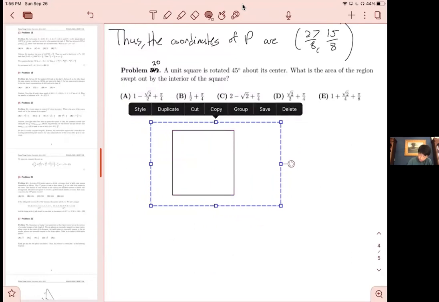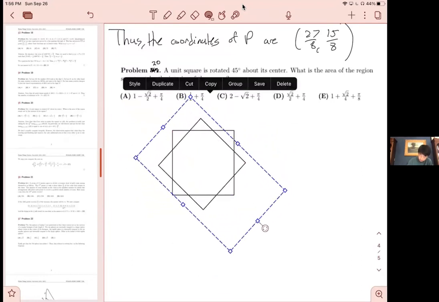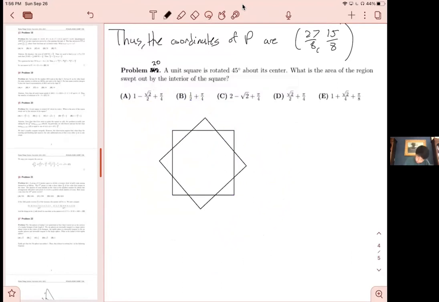And so what the problem asks us is when you rotate this thing 45 degrees, like that, how much area is swept out? So I'm just gonna label these points, and then we rotate. Right. It's a cool looking diagram.